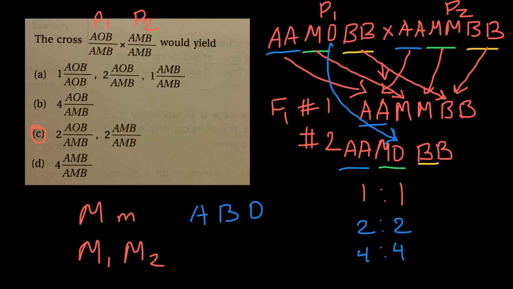Again, let's check. 50% of the progeny are going to be homozygous for the gene A, for the gene M would be MO, and for the gene B would be BB. And another 50% of the progeny would be homozygous for the gene A, homozygous for the gene M, and homozygous for the gene B, just like in our example here.